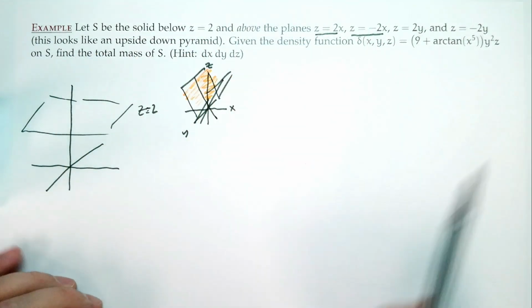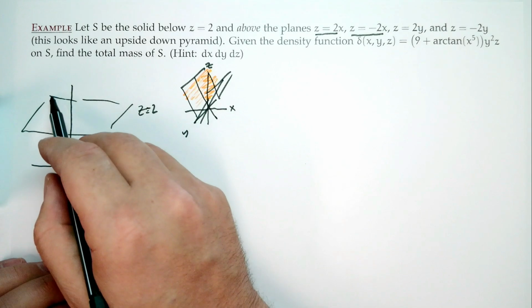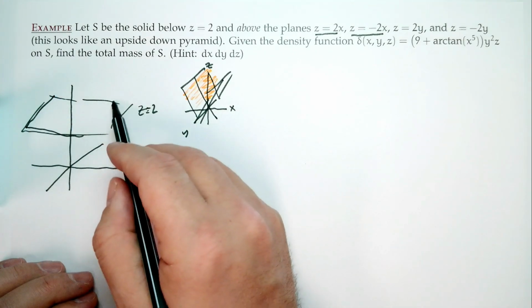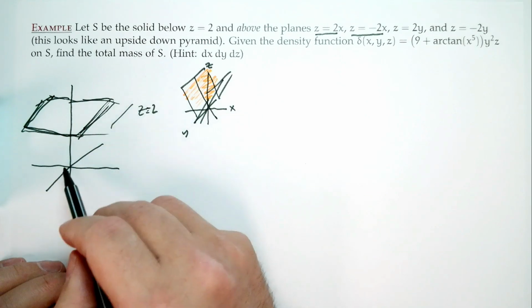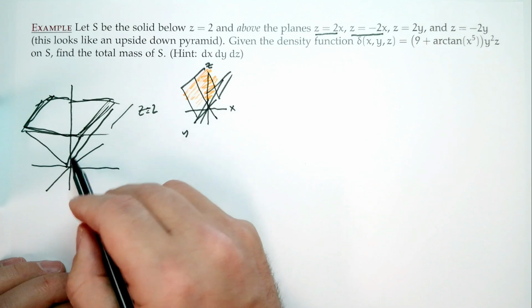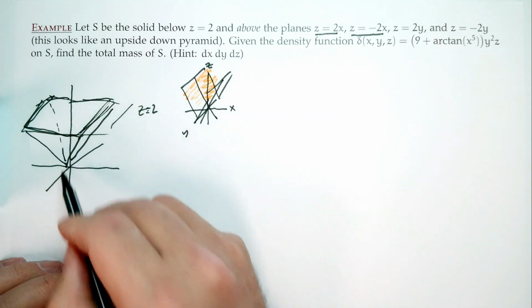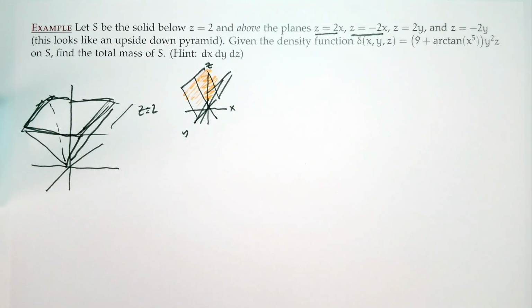Oh, that's good. We don't even have to guess. And if you think about it, well, what does that mean? It means that you can imagine taking this sort of a square up here. Let's say this is a square here. And we just connect our corners down. Okay. There's our shape, our solid, our upside down pyramid.